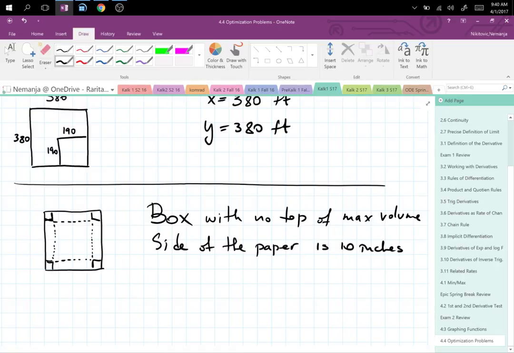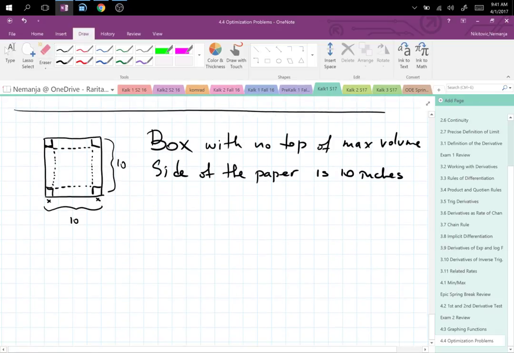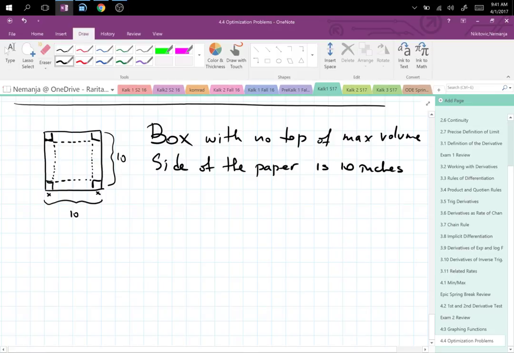So now we know that the entire length here is 10 and 10. And we see that this little piece that you are cutting out is x. We don't know how much we're cutting out. So the volume of the box is x times y times z, right? If you have a box of any kind, it's x, y, and z.